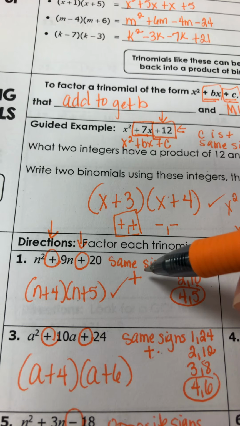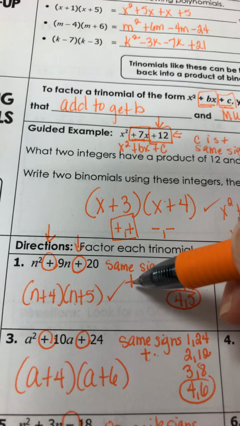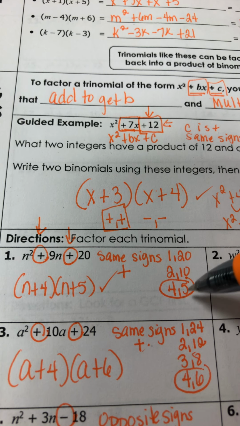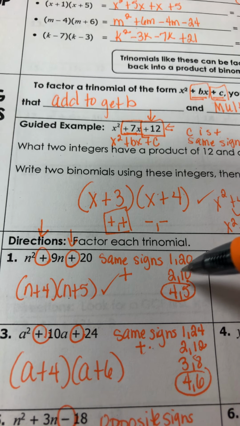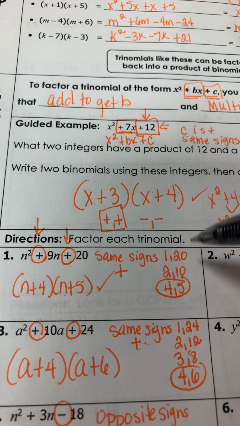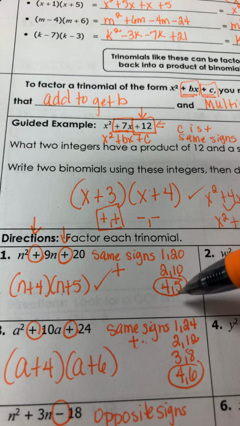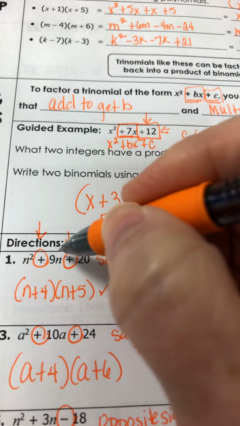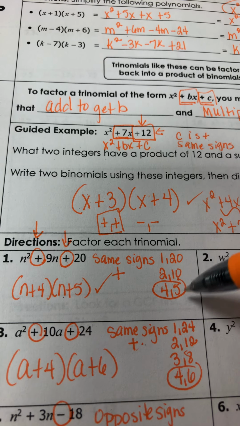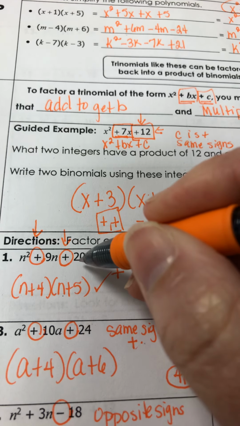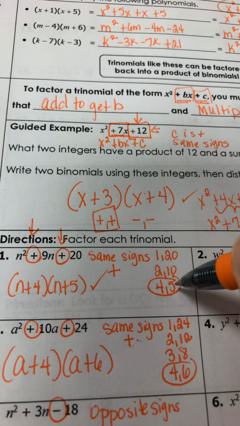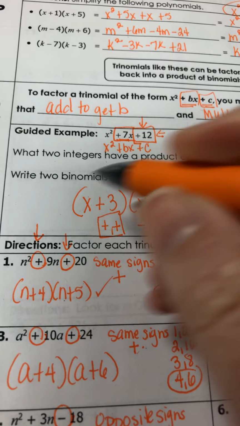So now that we figured out that we need same signs, both of them positive, let's take our C term, which is 20, and list its factors. 1 times 20 is 20, 2 times 10 is 20, and 4 times 5 is 20. And I need to figure out which set of factors I need to use. That's where my B comes in. So I need to figure out which set of factors will multiply to give me 20, but add to give me 9. And 4 plus 5 is 9.